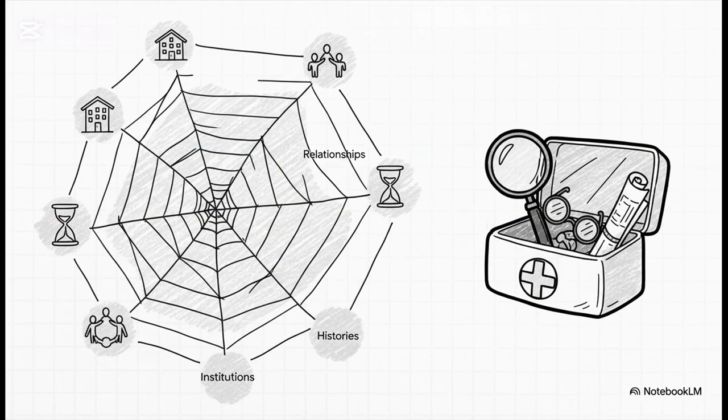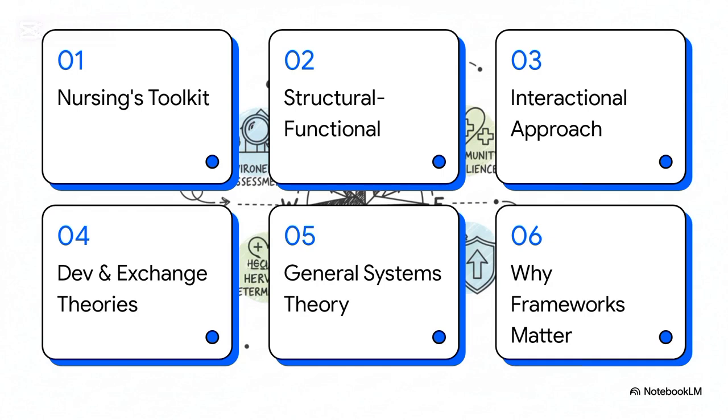Because a community isn't just a bunch of people living in the same place. It's this complex, tangled web of relationships, schools, jobs, and history. And to really see that web clearly, to find its strong spots and its weak points, you need a very special kind of toolkit. And that's exactly what we're going to break down.